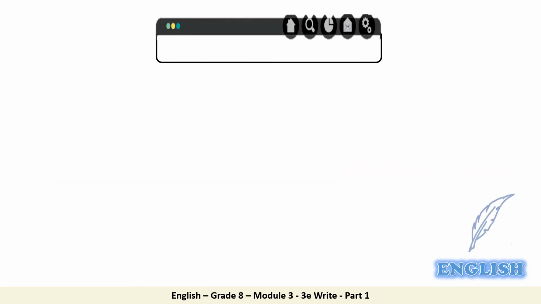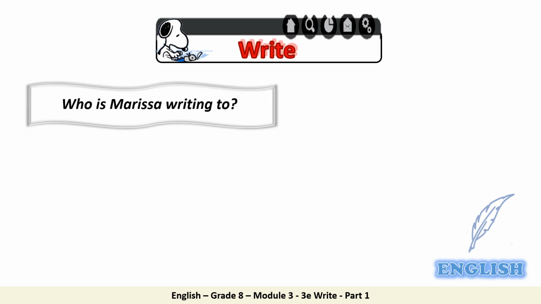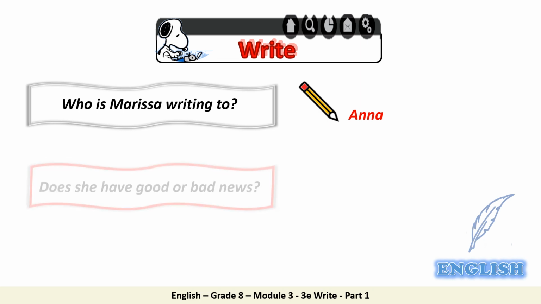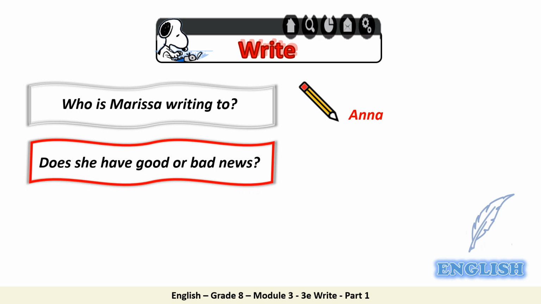Now let's check your understanding of the text. Try to come up with the correct answers for the following questions. Question number 1. Who's Marissa writing to? That's right. She's writing to Anna. Question number 2. Does she have good or bad news? Excellent. She has some good news.